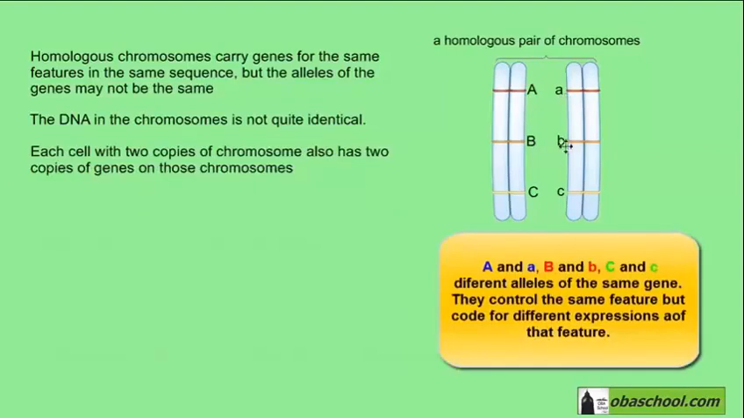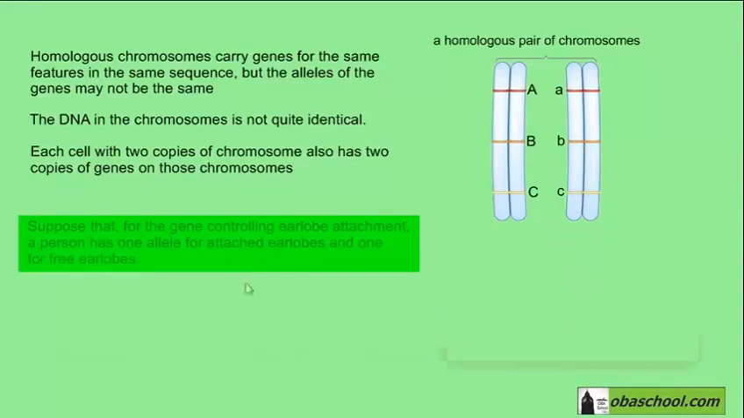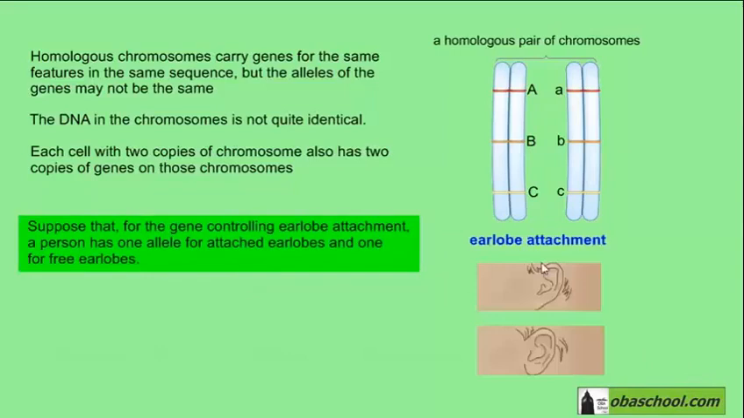Capital A and lowercase a, capital B and lowercase b, capital C and lowercase c are different alleles for the same gene, genes A, B, and C. They will control the same feature, but they will have different expressions of this feature. For example, let's say that gene A controls earlobe attachment, whether we have attached earlobes or free earlobes.